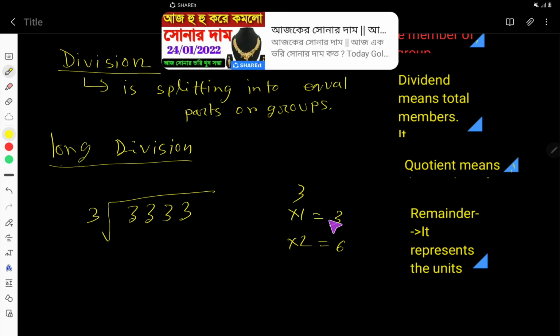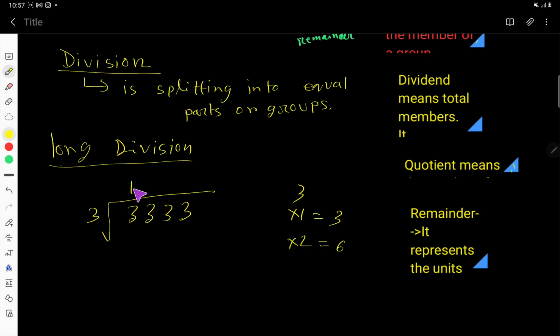3 goes into 3 how many times? 1 times, write 1. Then 1 times 3, 3, 0. Bring down these 3. So now you have 3. 3 goes into 3 how many times? 1 times. So write 1 here. 1 times 3, 3. Now subtract, you are getting 0.